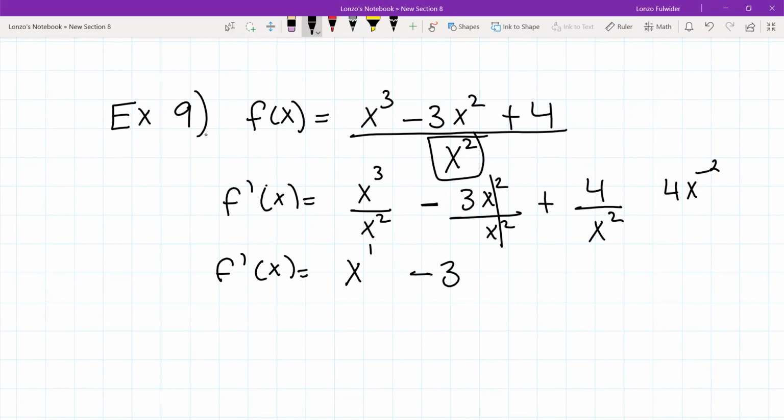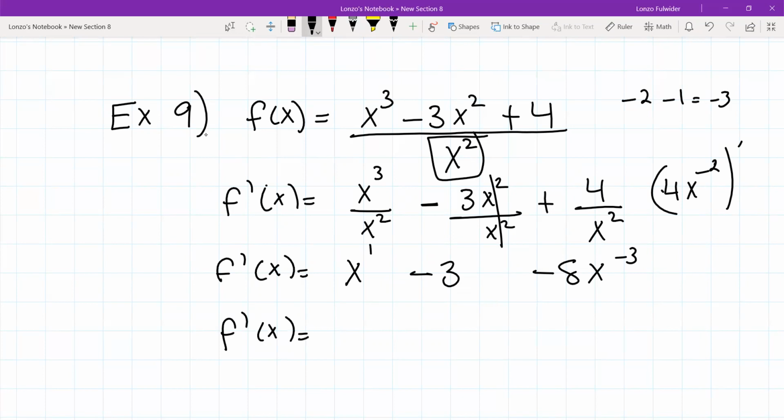And what's the derivative of 4x to the -2? You use the power rule. So -2 times 4 is -8x. And then for the new power you subtract 1. So it's going to be -2 minus 1, which is -3. Okay. So this is going to be f prime of x equals x minus 3.